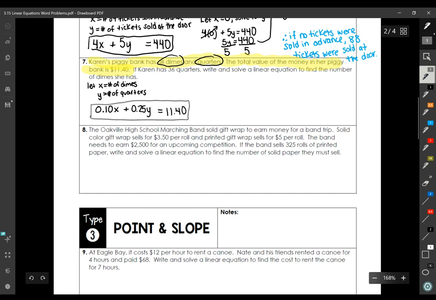So if we have 100 dimes, let's say we have 100 dimes, and we multiply it, that would be a value of 100 times 0.10. Okay?